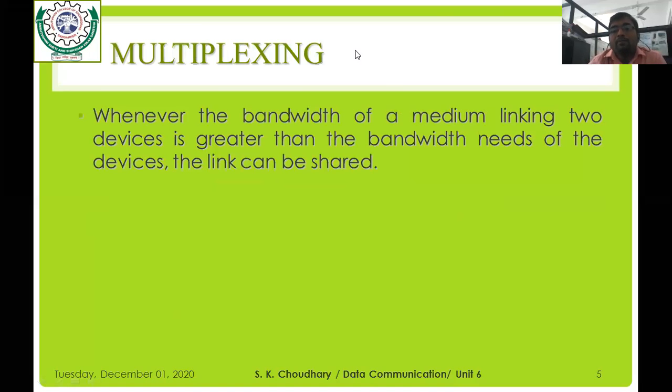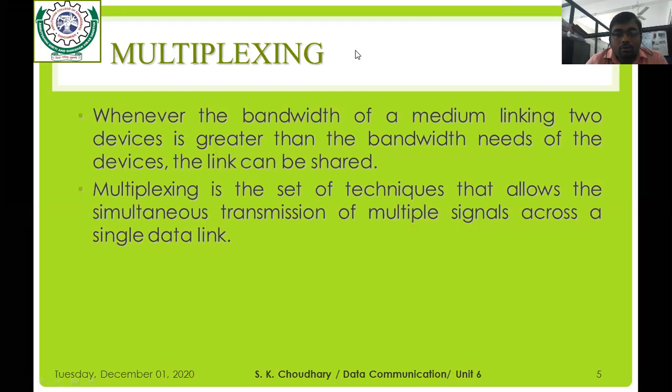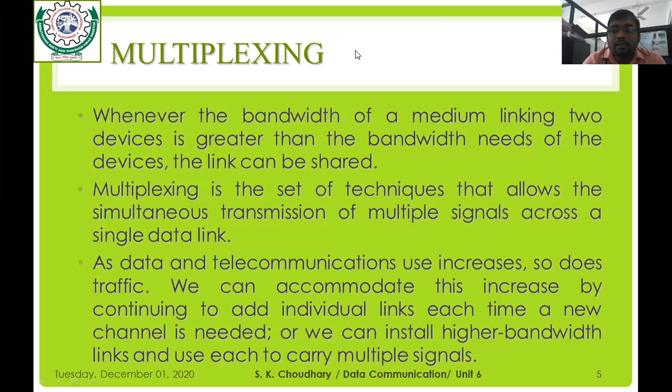Whenever the bandwidth of the medium linking two devices is greater than the bandwidth needed by the devices, the link can be shared. That means whenever the bandwidth of the medium linking two devices is greater than the bandwidth requirement of these devices, that link can be shared between the two devices. Multiplexing is a set of techniques that allows the simultaneous transmission of multiple signals across a single data link.